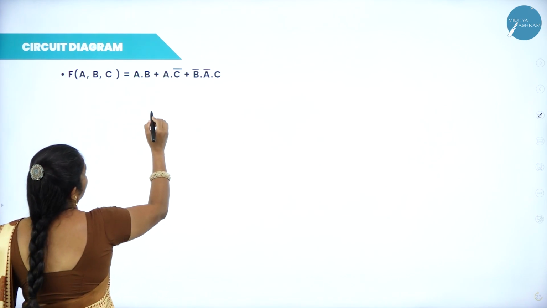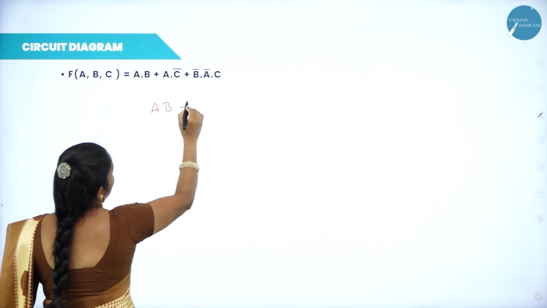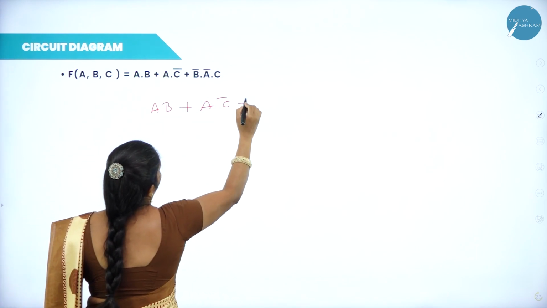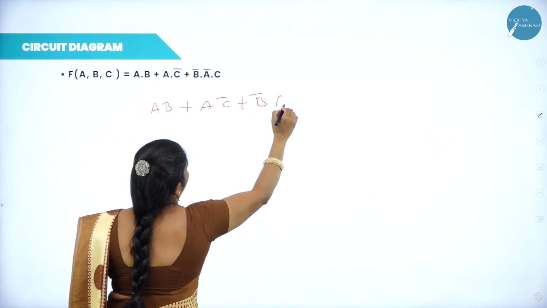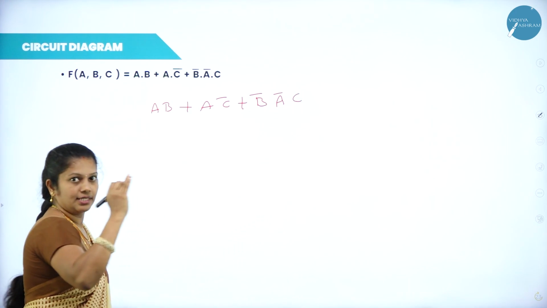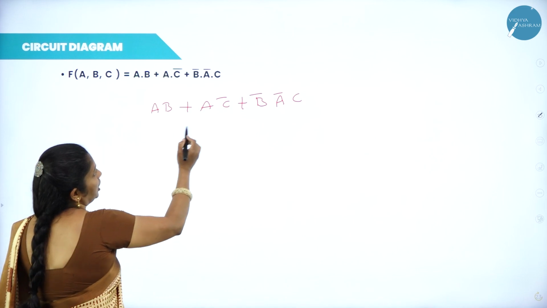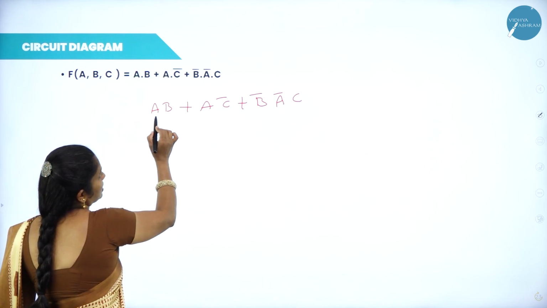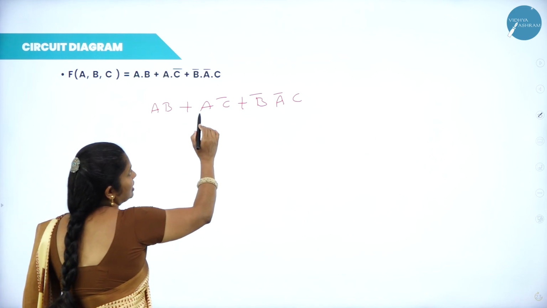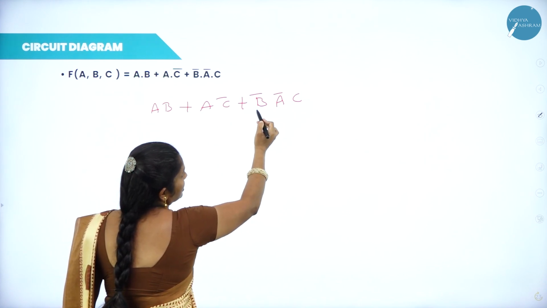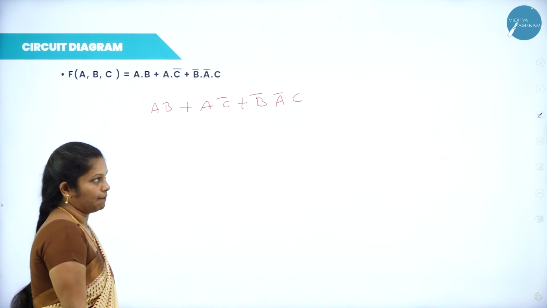Consider the equation AB + AC̄ + B̄ĀC. Consider this is my equation. Now, how to write the circuit diagram? Totally, how many parts do we have here? Totally 3 parts. One is AB, one more is AC̄, and one more is B̄ĀC.